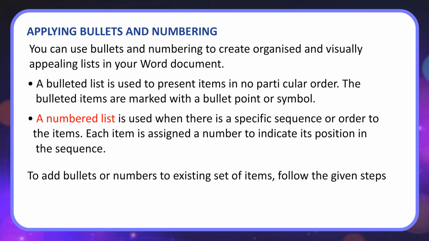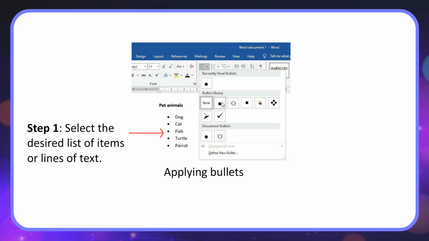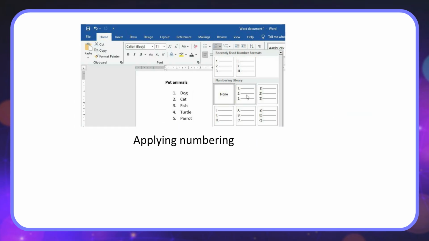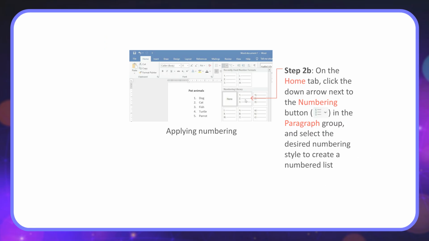To add bullets or numbers to an existing set of items, follow the given steps. Applying bullets. Step 1. Select the desired list of items or lines of text. Step 2. On the Home tab, click the down arrow next to the Bullets button in the Paragraph group and select the desired bullet style to create a bulleted list. Applying numbering. Step 2b. On the Home tab, click the down arrow next to the Numbering button in the Paragraph group and select the desired numbering style to create a numbered list.